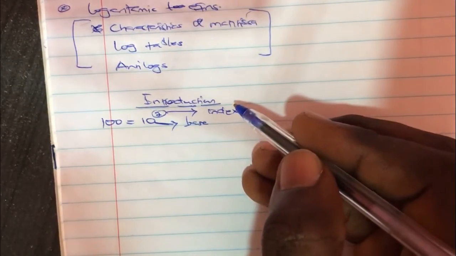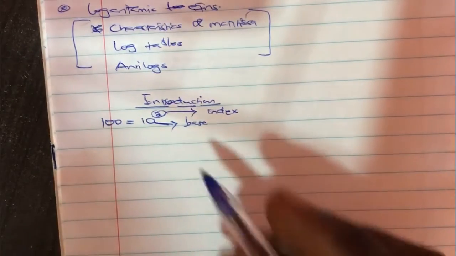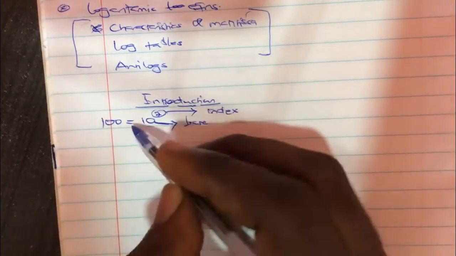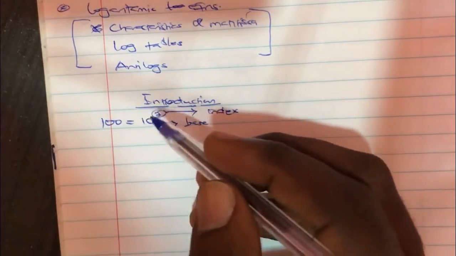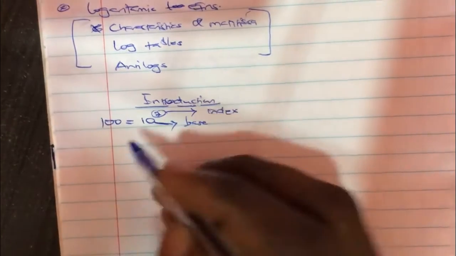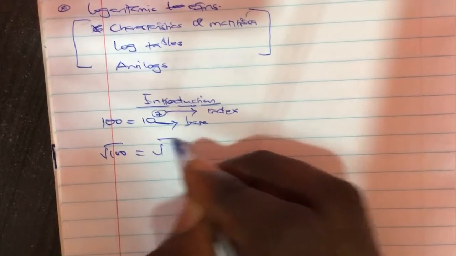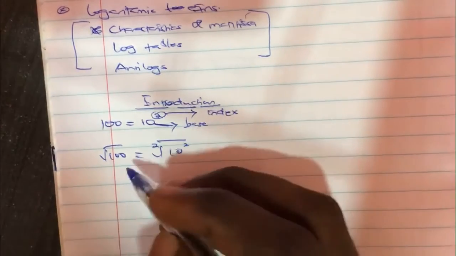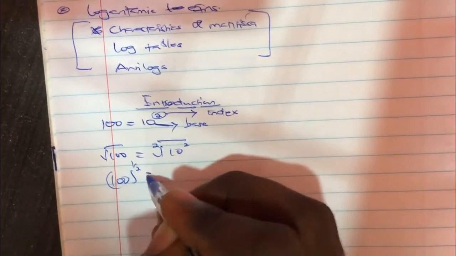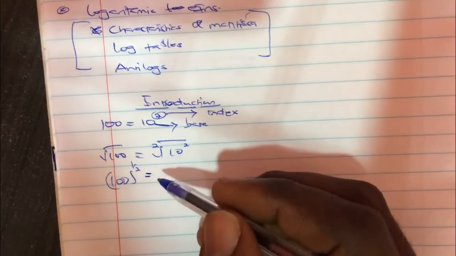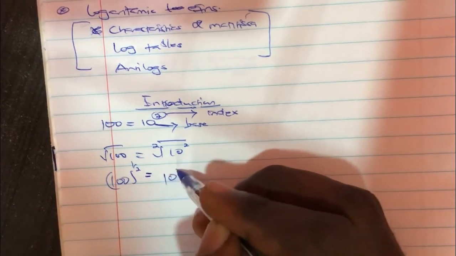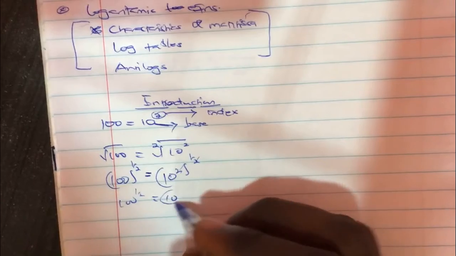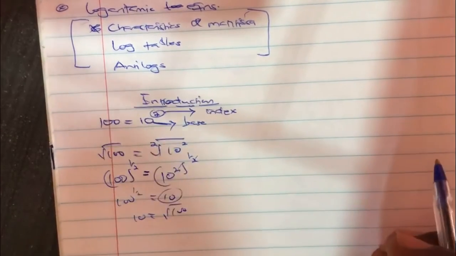So we can express this in the logarithmic form. For example, if I say make 10 the subject, it's easy. You just find the square root of both sides. The square root cancels the 2, or in other words, 100 exponent half is the same as the square root. So 10 exponent 2 exponent half, this cancels that, and now we have 100 here. So 10 is equal to the square root of 100.